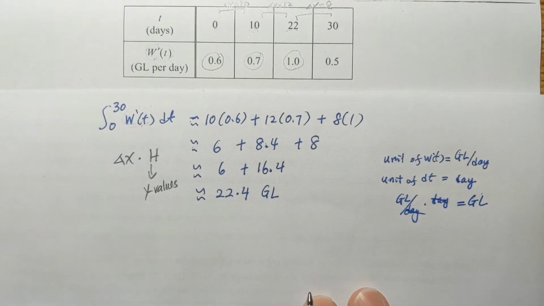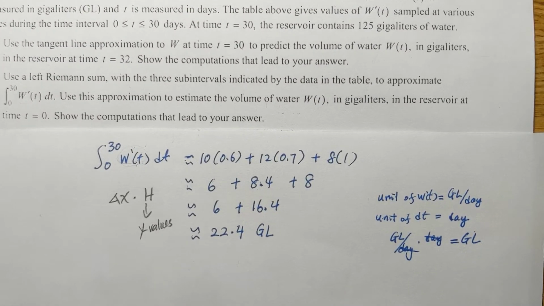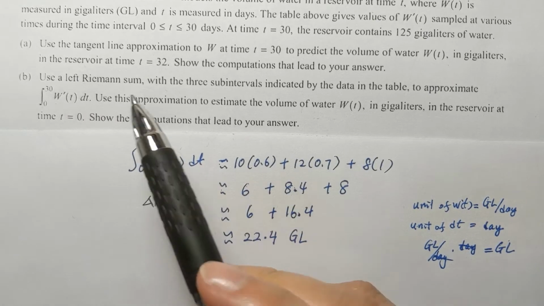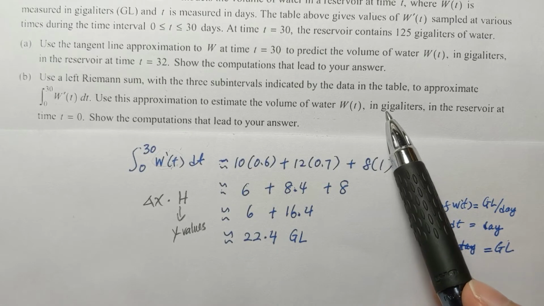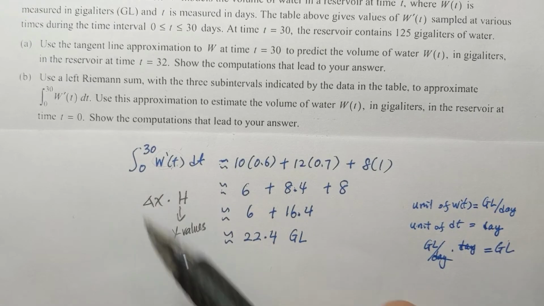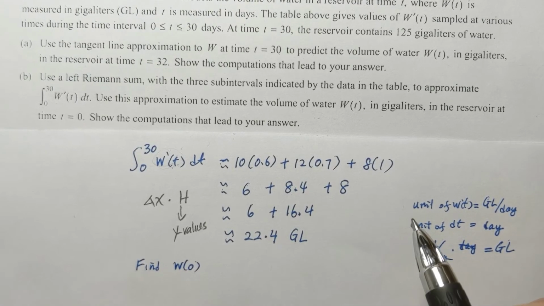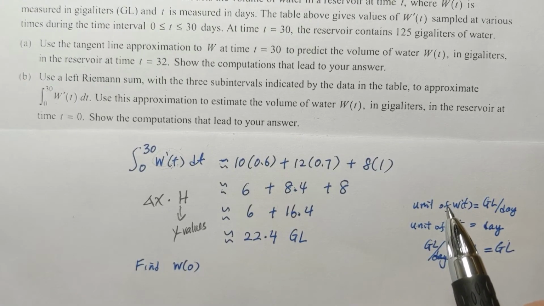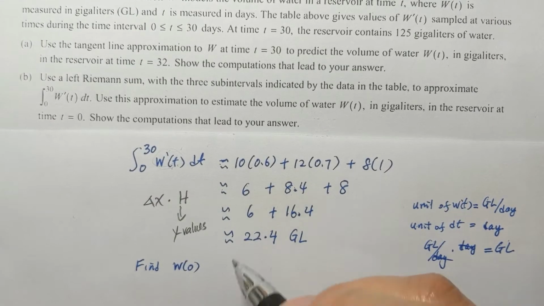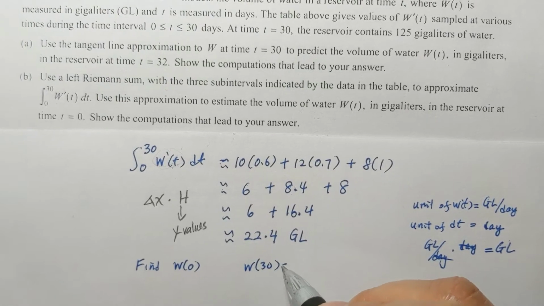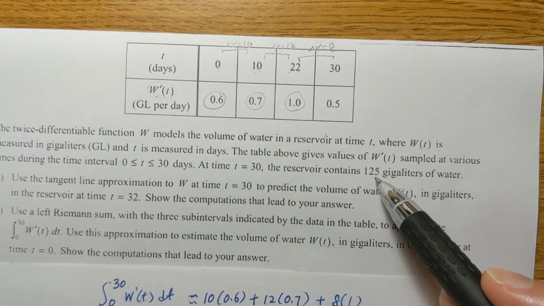Now, we finished doing the approximation. Let's go back to the question. It says to use this approximation to estimate the volume of the water W(t) in gigaliters in the reservoir at t equals 0. So next we need to find W of 0 and show the computation that leads to your answer. W of 0, you get 0 to 30. The first thing you should think of is W of 30, and it's given to us in the very beginning. At t equals 30, you had 125.